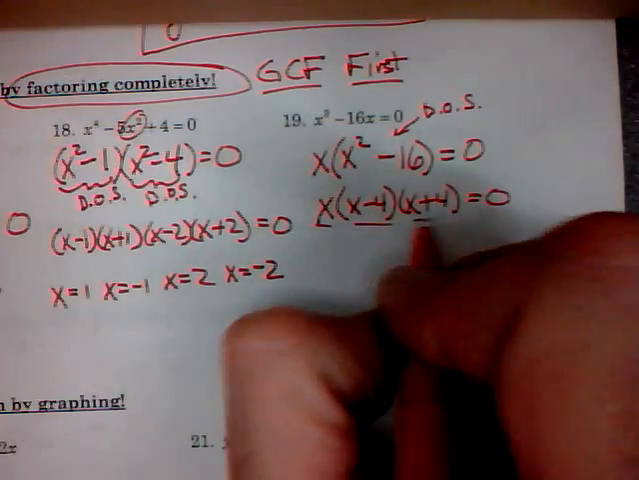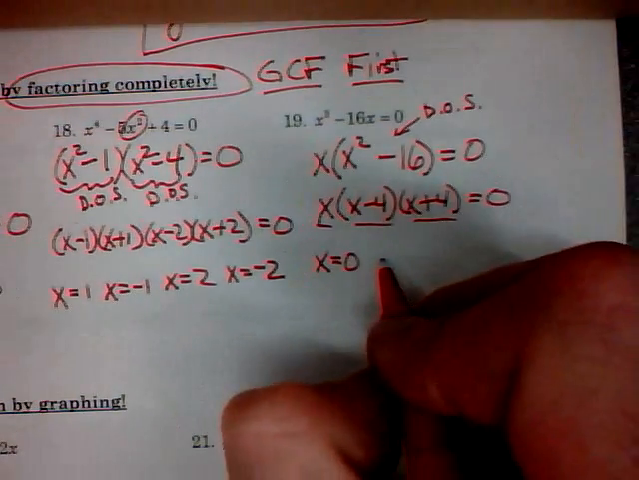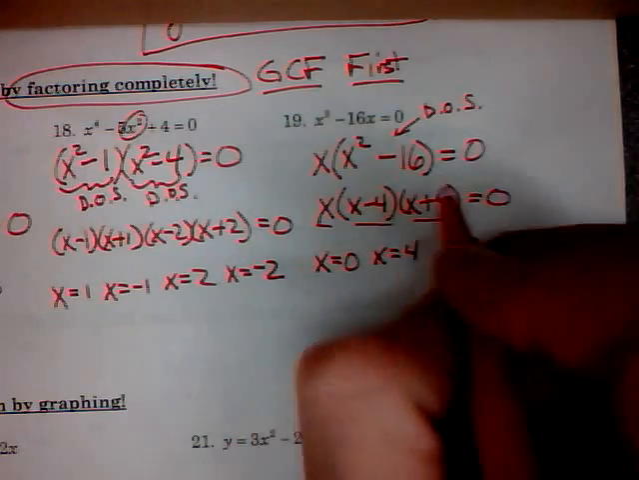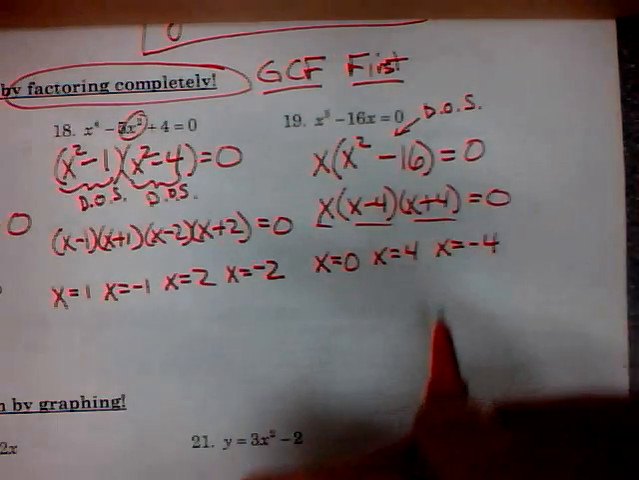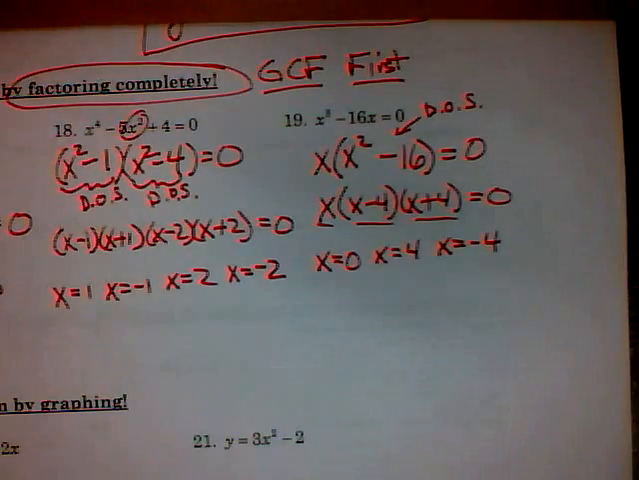So here are your zeros. So x could equal 0, x could equal positive 4, and x can equal negative 4. So those are your solutions.